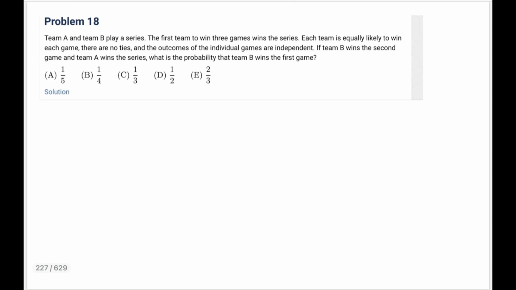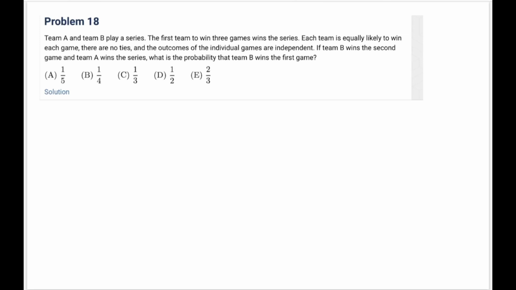Problem number 18. Team A and Team B play a series. The first team to win 3 games wins the series. Each team is equally likely to win each game, and there are no ties, and the outcomes of the individual games are independent. If Team B wins the second game and A wins the series, what is the probability that Team B wins the first game? Okay, so the first team to win 3 games wins the series.